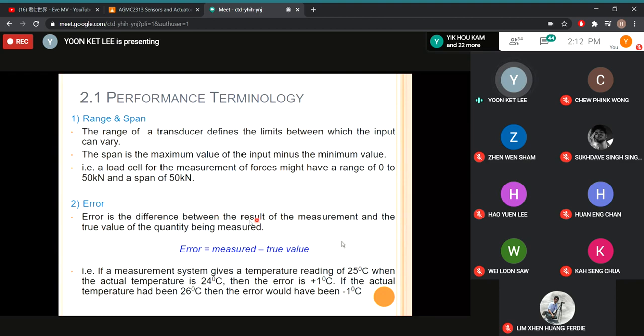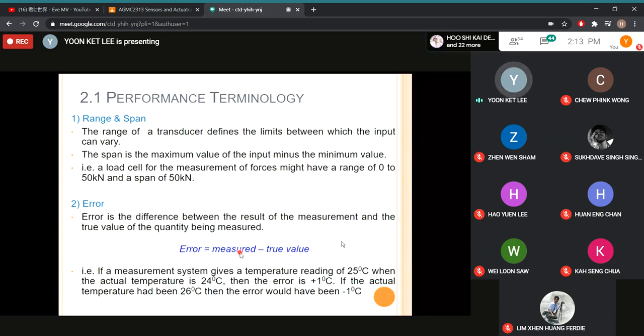So you need to know about the error. The error is the difference between the result of the measurement and the true value of the quantity being measured. That means this error is a little different from the error signal. This error refers to your sensor accuracy. Sometimes your sensor has problems, with a plus or minus, that cannot give you the exact figure. That's why it tends to generate the error. This is the true value, but this is the measured value.